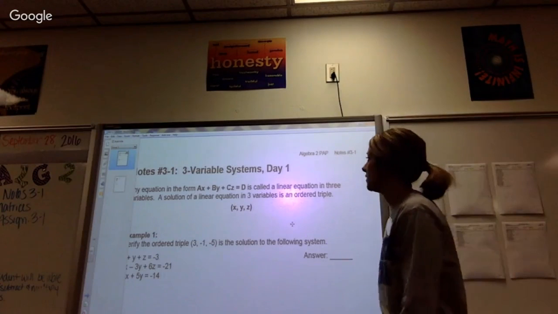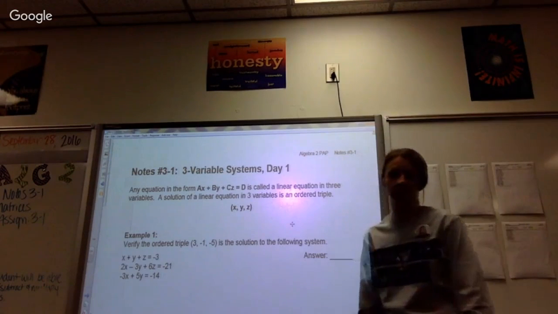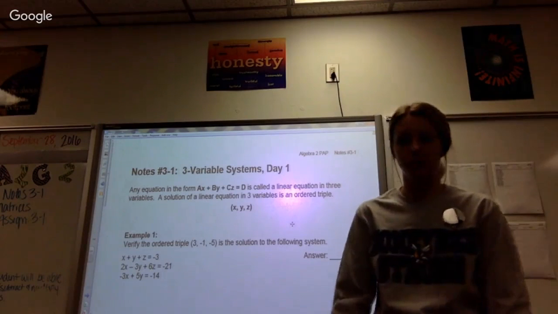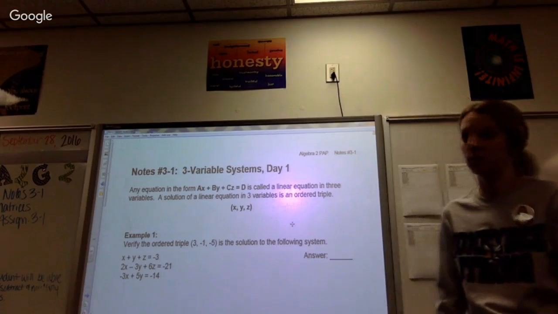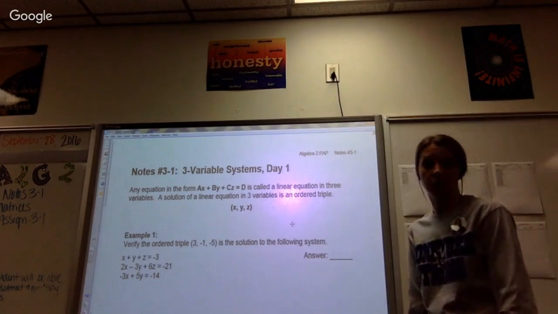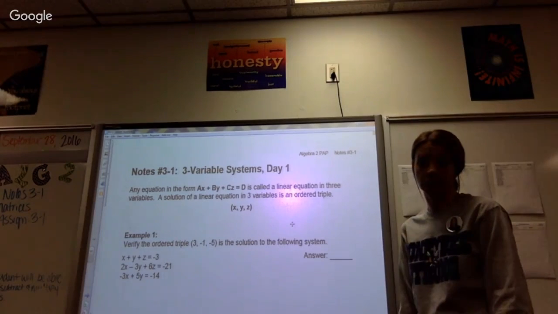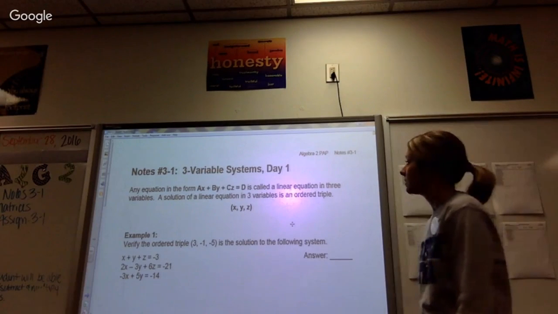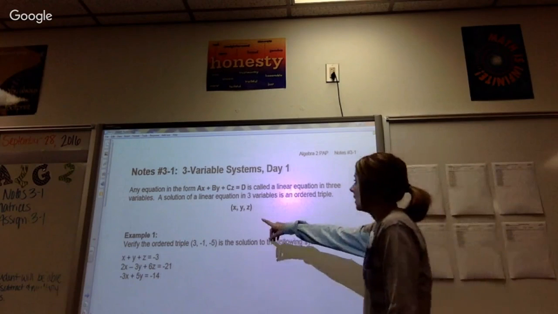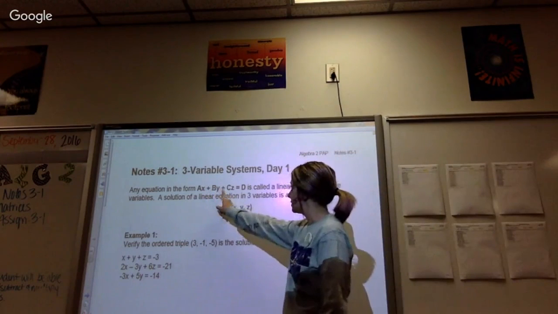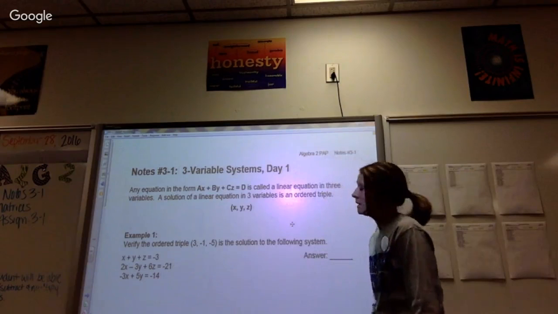Okay, we're going to be solving three variable systems. What that means is we'll have three different variables, three different equations that you're going to have to solve for. When you're solving that, you're trying to find the point that they all have in common, just like a two-variable system. Okay, so the equation in your standard form would be ax plus by plus cz equals d.